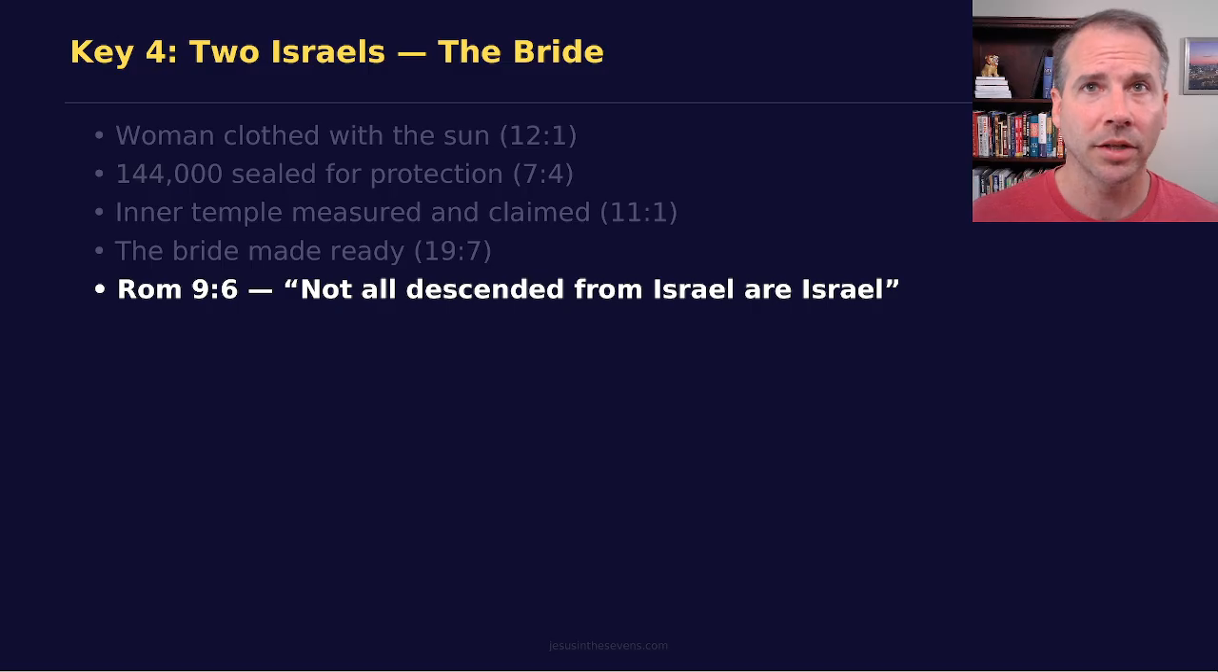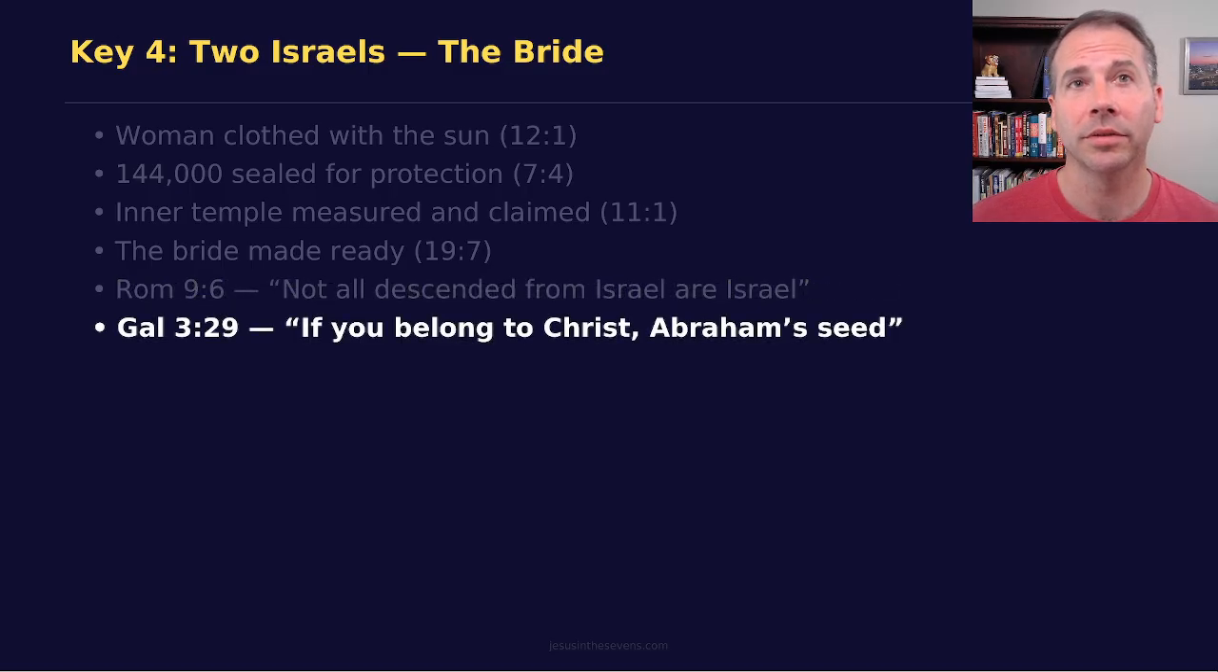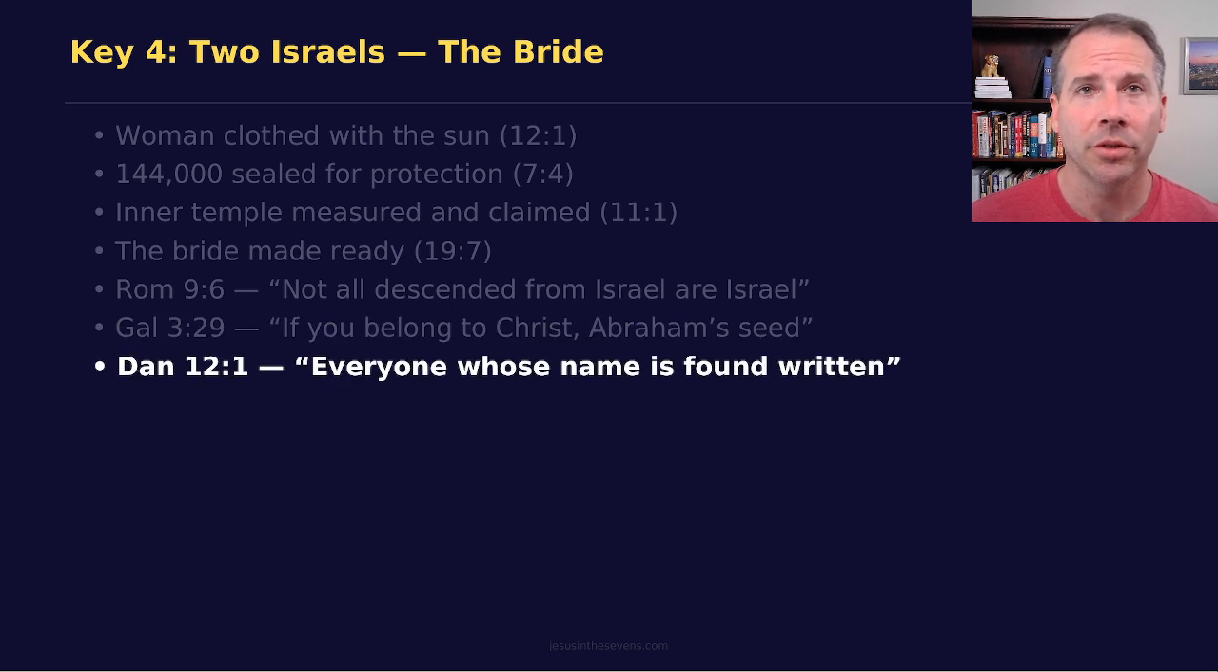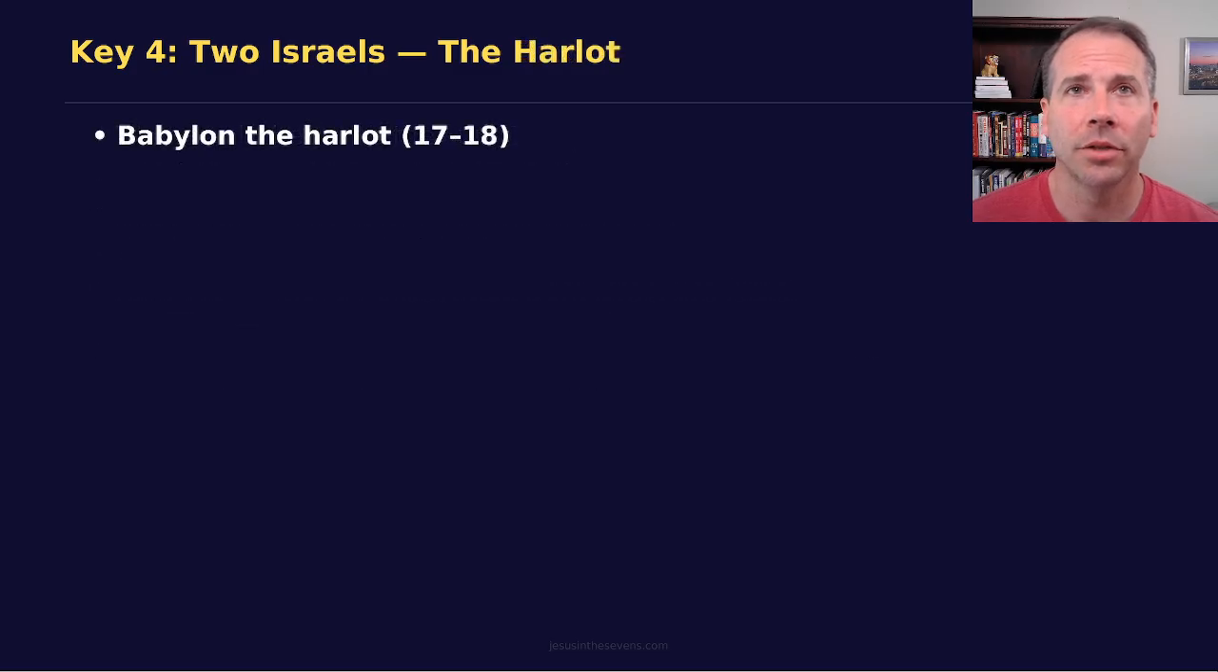Romans taught us not all descended from Israel are Israel. Galatians, if you belong to Christ, you're Abraham's seed. So, okay, we got to really think about it when we start talking about Israel, Jerusalem, some of these terms, which one is which. Okay, Daniel mentioned everyone whose name is found written in the Lamb's, well, he didn't say Lamb's Book of Life, but that's what we know. Looking backwards, we can sort of see that. So everyone whose name is found written in the book is who's included.